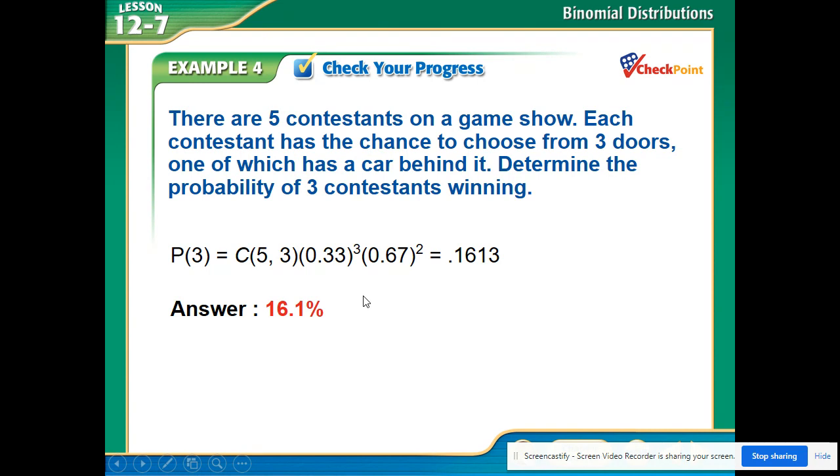Notice I didn't have to do 4 and 5 because it didn't say greater than. It just said the probability of 3 contestants winning. So they only wanted the one value. So we went ahead and just found that one value, plugged it in, and there's our answer.